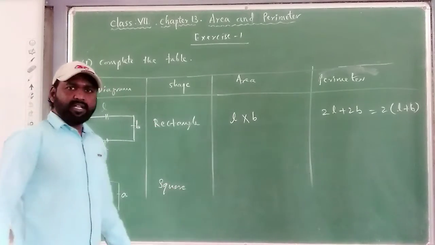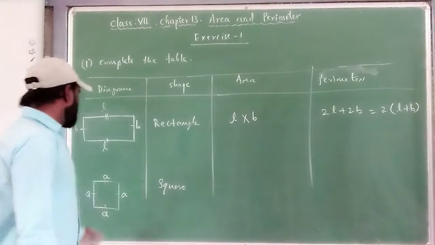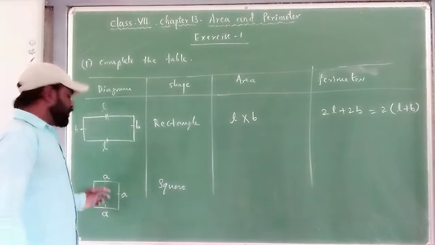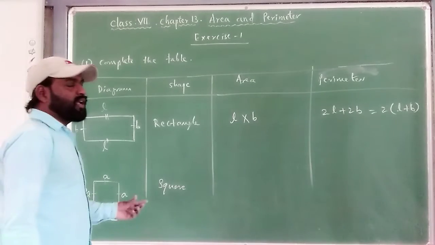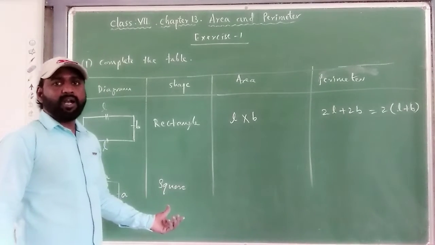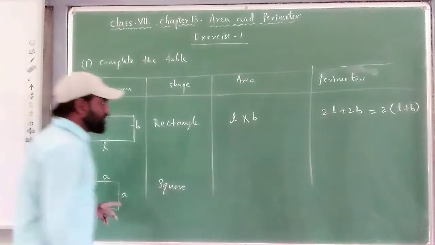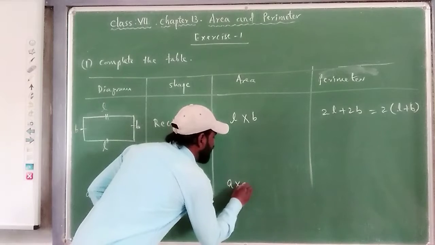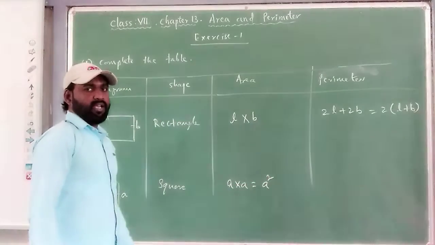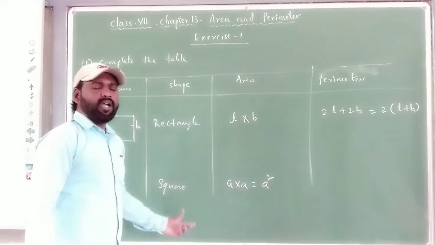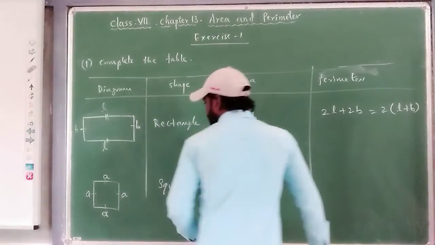In our previous session we also learned how to find the area of a square. What is the area of the square? Since all 4 sides are equal, it is side into side. Each side is A units. So A into A, which is A square. If the measure of the side is A units, the area of the square is A square units.